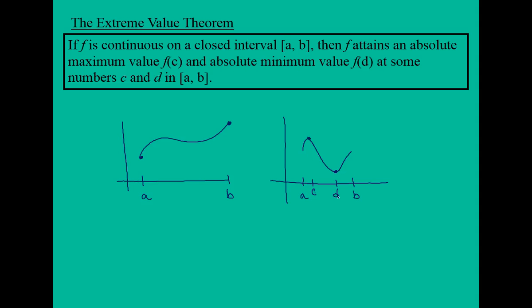You may be thinking, what if we have a horizontal line from a to b? We still have a maximum value. All of the values between a and b give us a maximum value. Also, all of the values between a and b give us the minimum value of the function. So a horizontal line still fits the extreme value theorem guidelines. We still have an absolute maximum and an absolute minimum value.